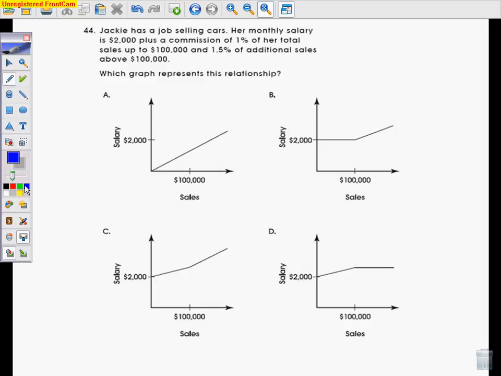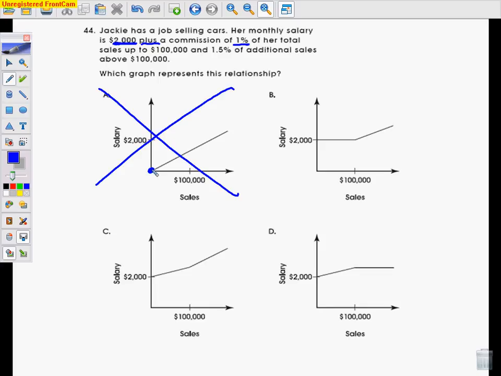All right, so Jackie's monthly salary is $2,000 plus a commission of 1%. So let's look through our choices and see if we could eliminate any. First of all, we know that Jackie's salary starts off at $2,000. So we could automatically eliminate which one? A, because this one didn't start off at $2,000. It started off at zero. Automatically, without anything else, she's getting at least $2,000.